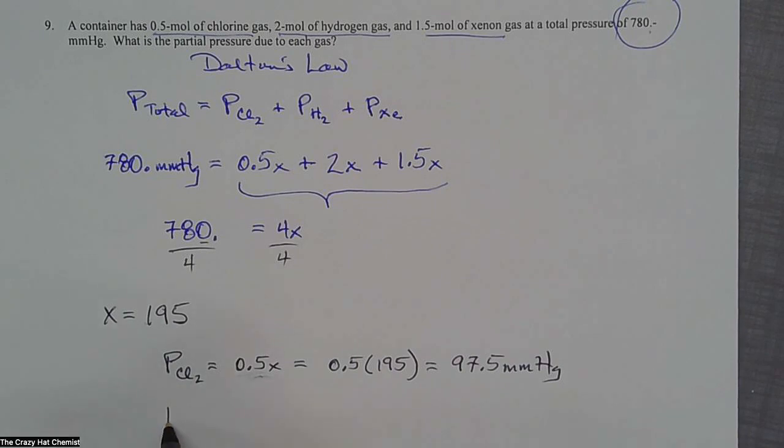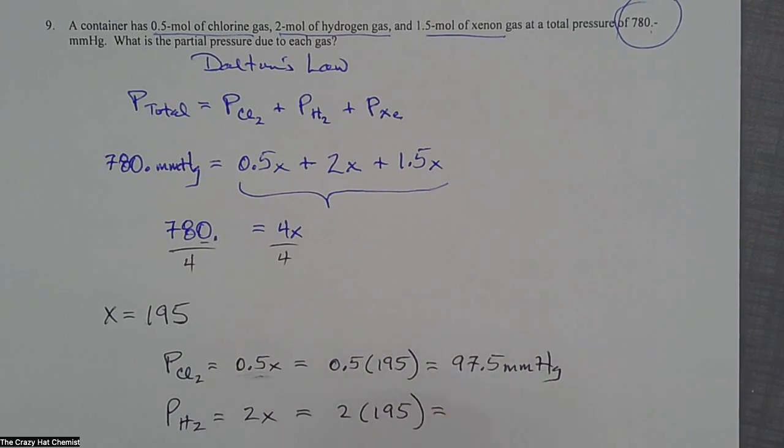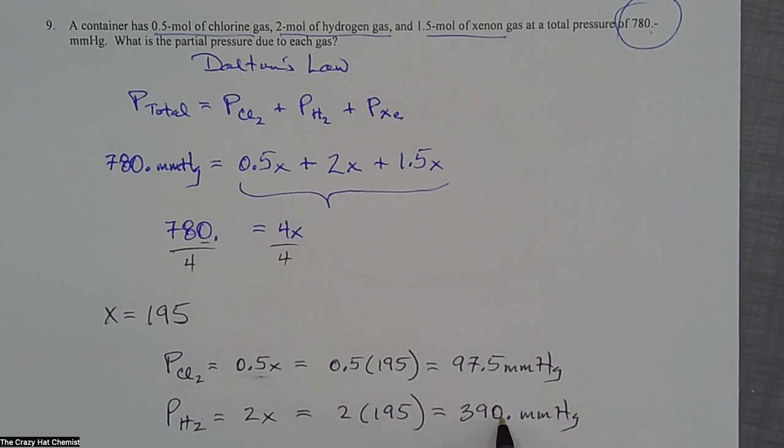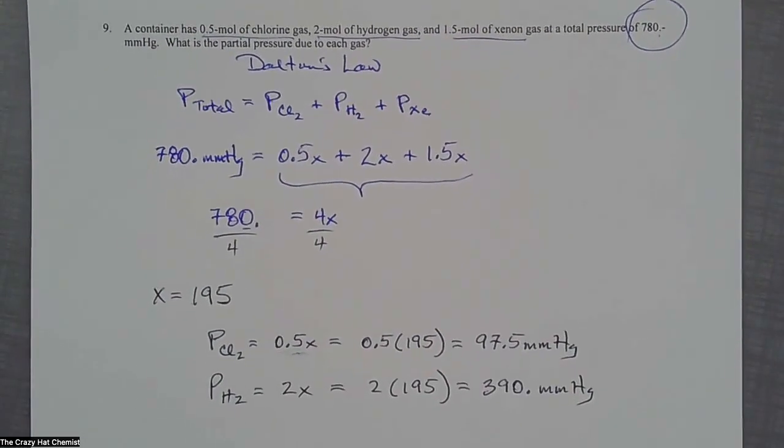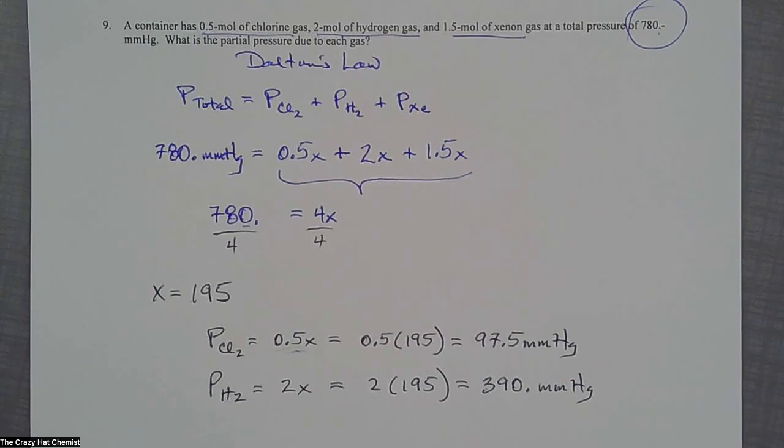Then the partial pressure of the hydrogen is equal to 2x. So that's going to be 2 times the 195, which is x. And that is going to be 390. That's going to have a decimal right there, millimeters of mercury. So the partial pressure of hydrogen is 390 millimeters of mercury. We have one more to do. Let me zoom out so I can put all this on one page.